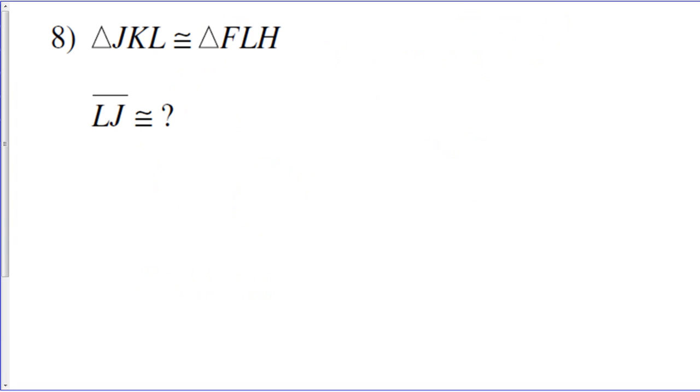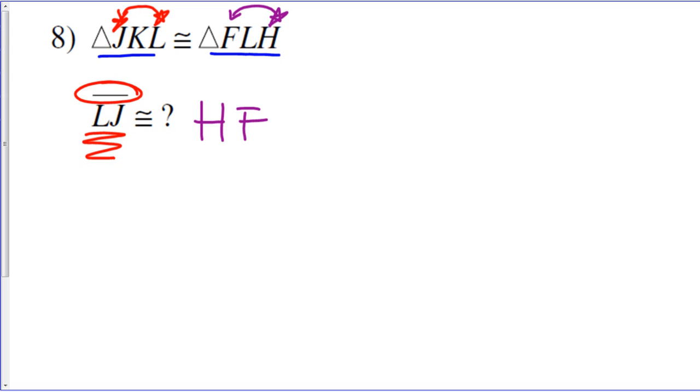Okay, if we look at the next one, let's look at number 8 off of your worksheet. So we have triangle JKL congruent to triangle FLH. And we want to know segment LJ is congruent to what other segment? And we know we're talking segments because we see this one bar on the top of our two letters. If we look at the statement itself, we go from L right here and then up to J right there. So if I'm writing my other statement, I'm going to go from the third letter here up to the first letter here. So it's going to be H, F.